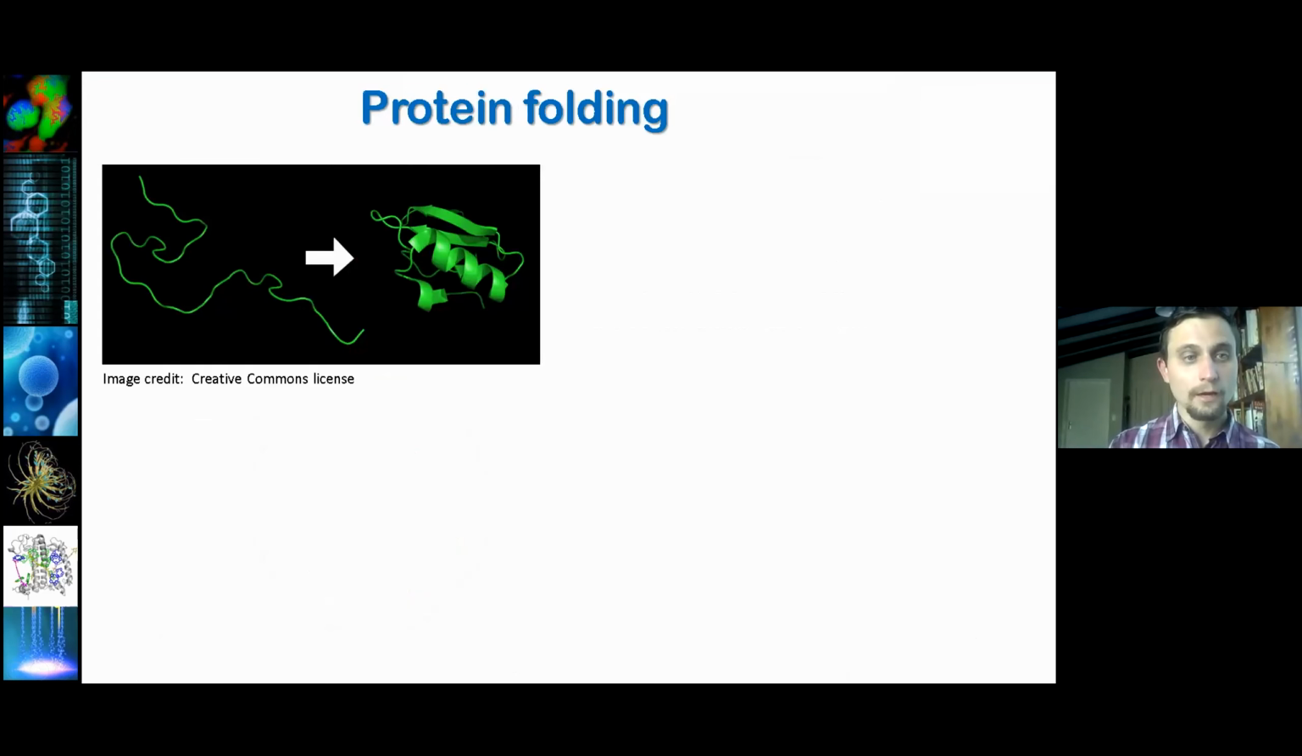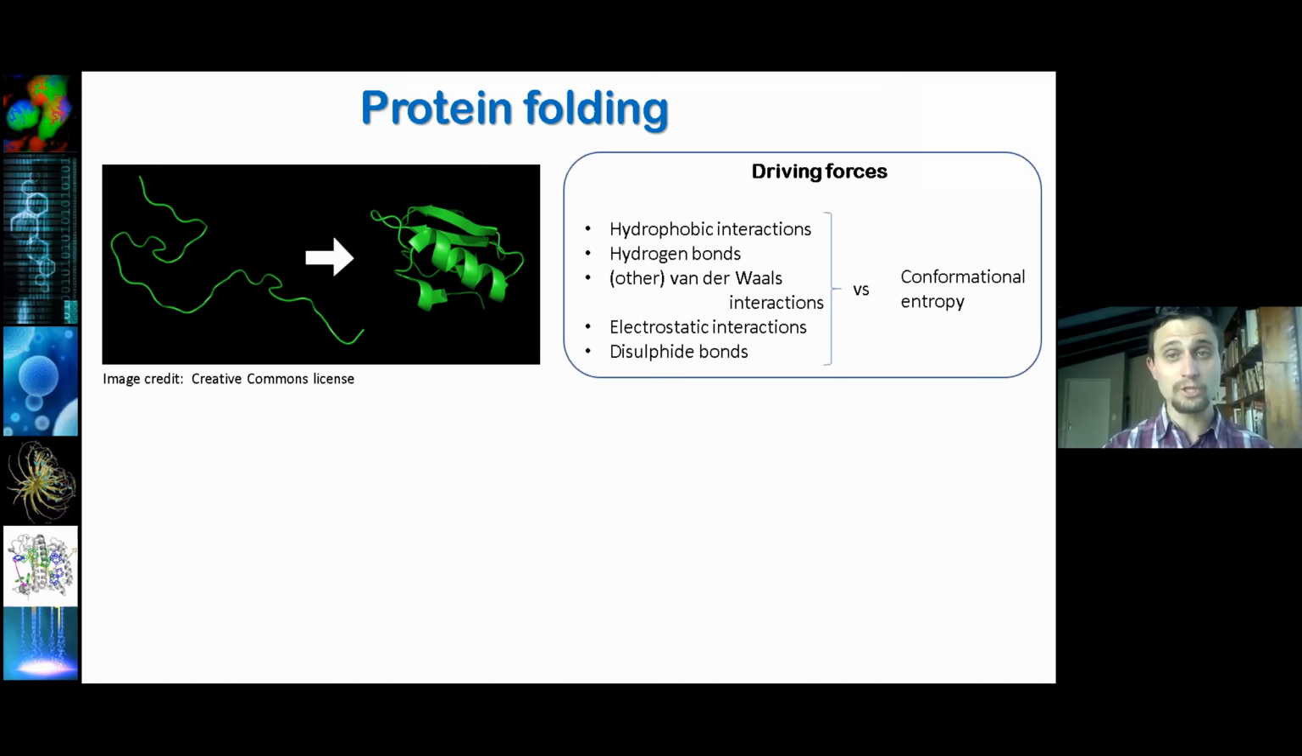Okay, I also wanted to say a word about protein folding, which is a fascinating area of research. A lot of physicists are also involved there. So this is the question: how do you determine the three-dimensional structure, or the three-dimensional fold, or the tertiary structure of a protein from the primary structure, which is the sequence of amino acids? And this is not a trivial question. There are a lot of driving forces that you have to take into account.